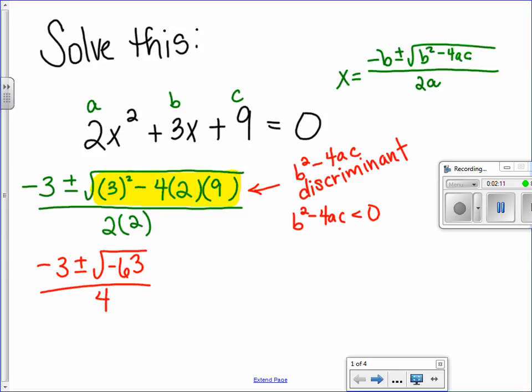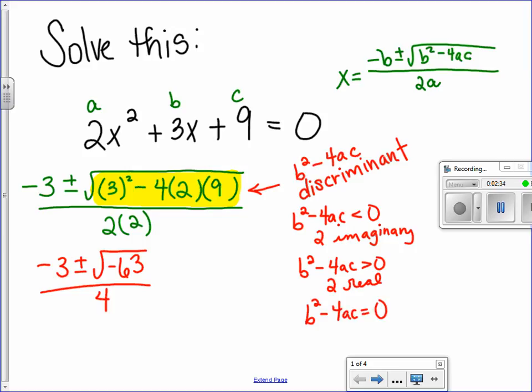then you have 2 imaginary answers. If it's greater than 0, you have 2 real answers. What if it equals 0? Any guesses on how many answers you have?